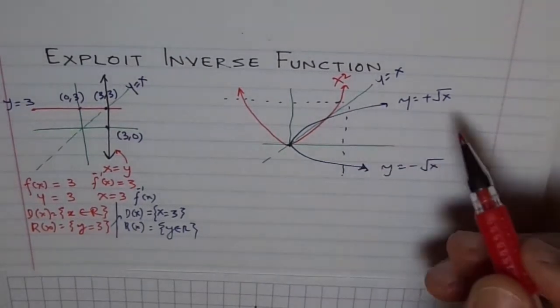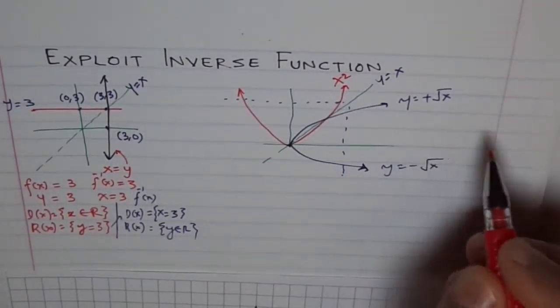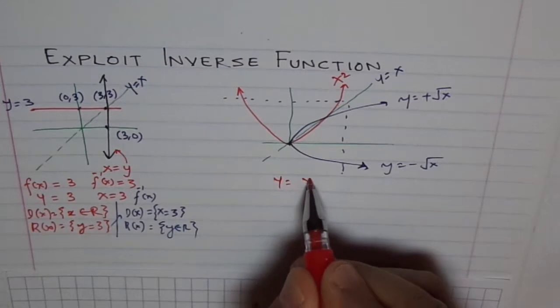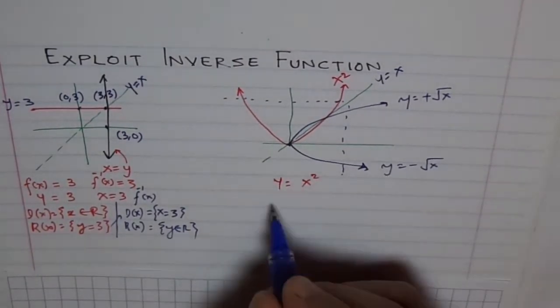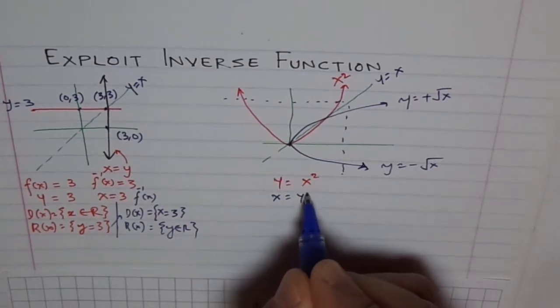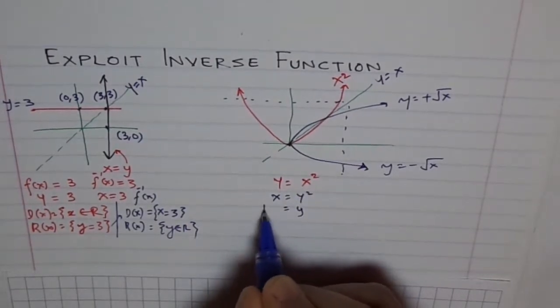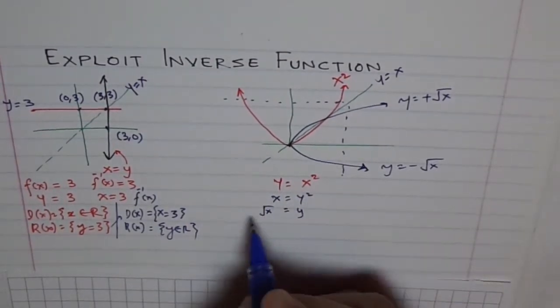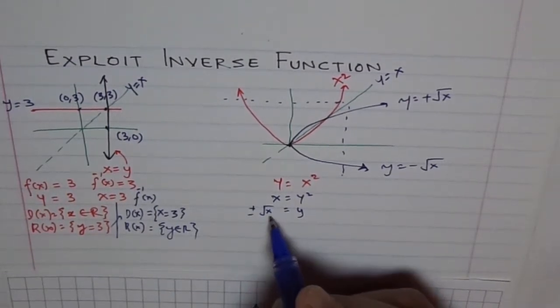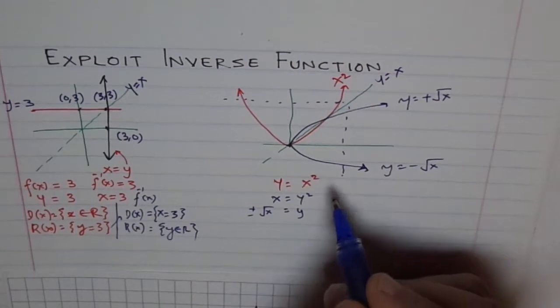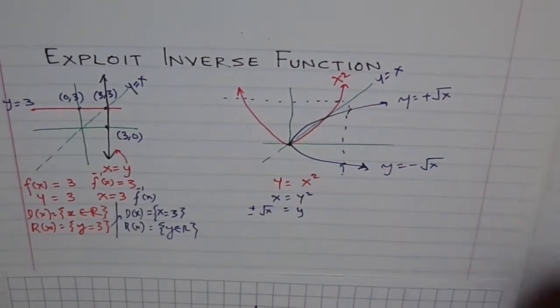Yes, it is not, because y equals x squared. When you flip to find the inverse, you write x equals y squared and y equals square root of x. Whenever you do that, you do plus and minus. For each value of x, we have two values of y. Yes. So it is not a function.